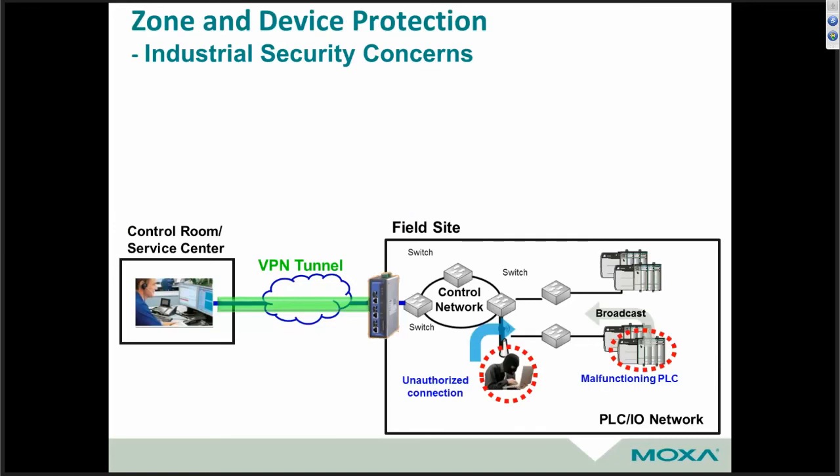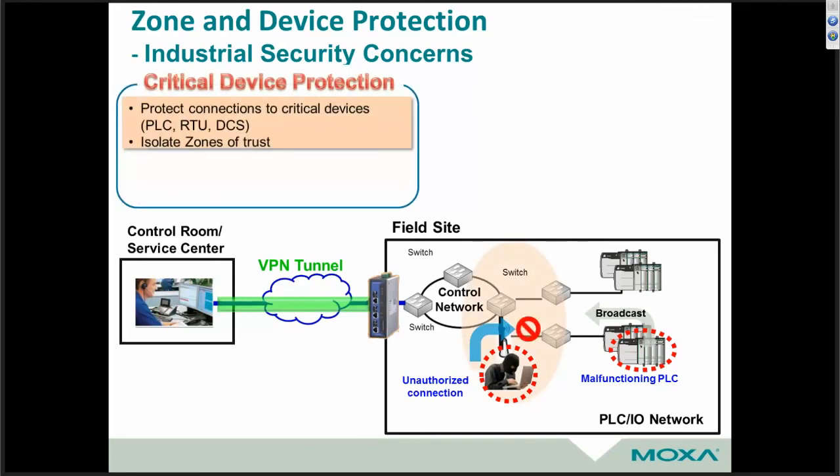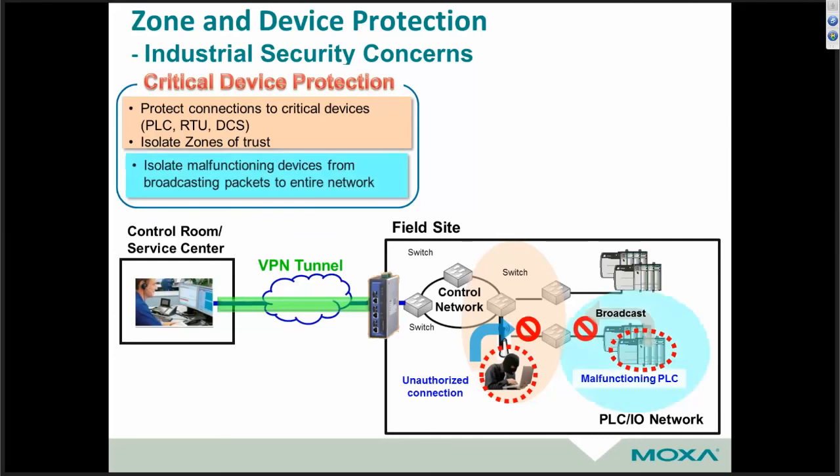There's also risk of compromise from inside of our systems as well, and we need to provide some sort of critical device protection to protect our PLCs as well as create secure zones inside the site. What's to prevent somebody from coming up and connecting internally to our factory and connecting to devices and maybe changing the programming or something of that nature? So we have to provide some sort of critical device protection and some devices that isolate our zones of trust.